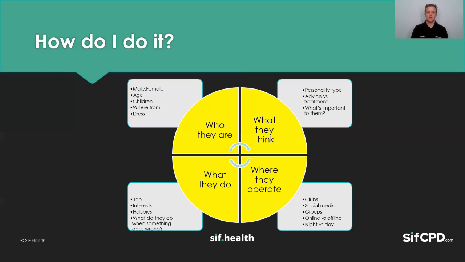What's important to them? What do they do? What's their job, hobbies, interest? Where do they spend their time? What do they do when something goes wrong? What's their appetite to risk? What language works with them? Where do they operate? Do they hang out in clubs and social media, particularly groups? Are they online, offline, night, day? How does that fit in with yourself? What's their personality? What's important to them?